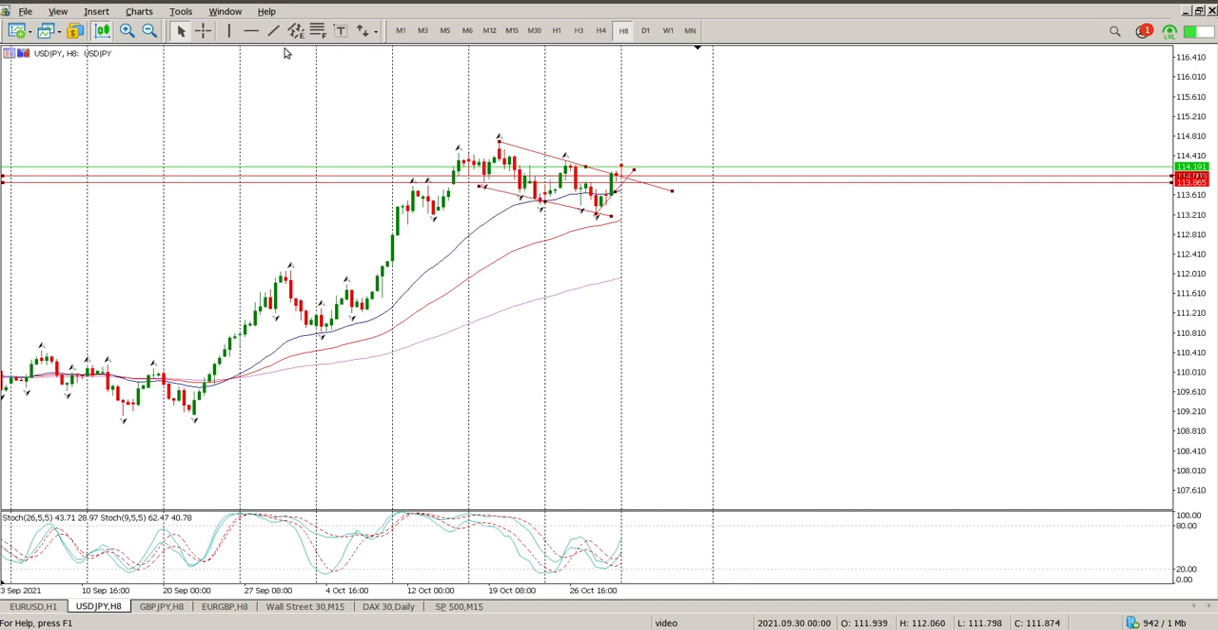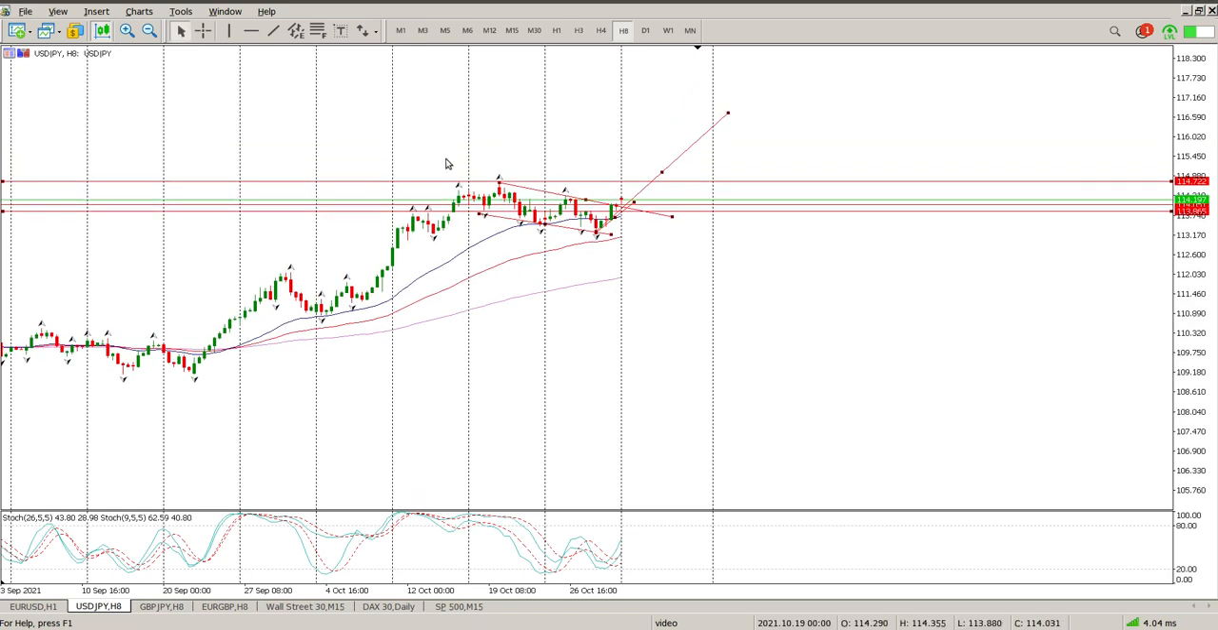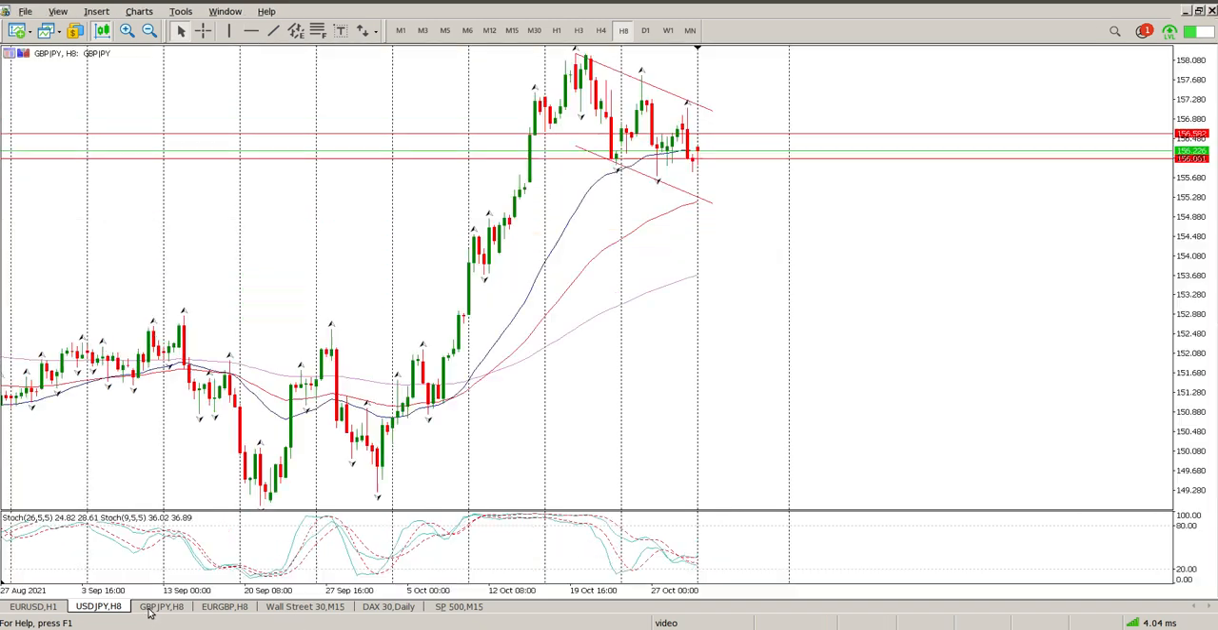Okay, so if you just get some measured moves here quickly. So that would definitely be my first level. This is probably going to be the high, or just above the high, and then my second one is going to be this one here. So something like that, taking us all the way up to 116,645.